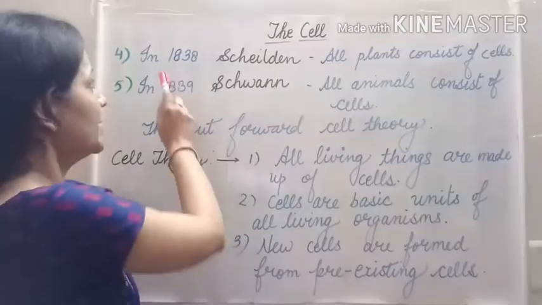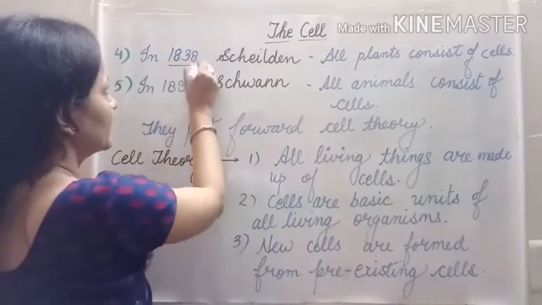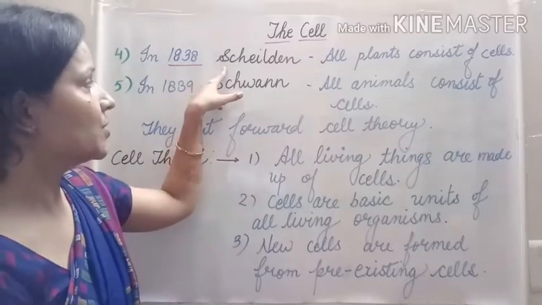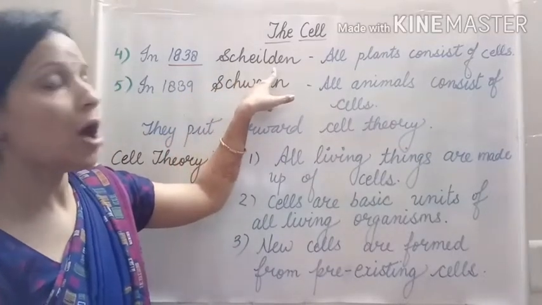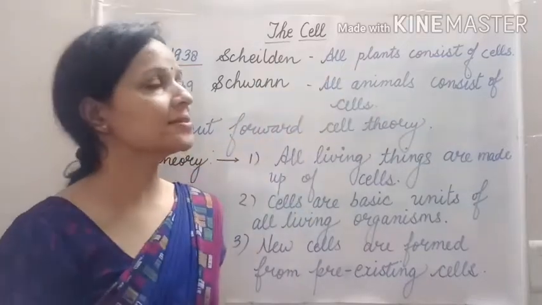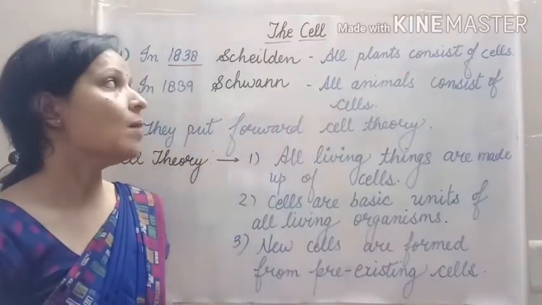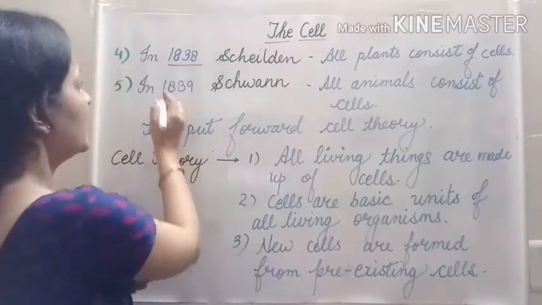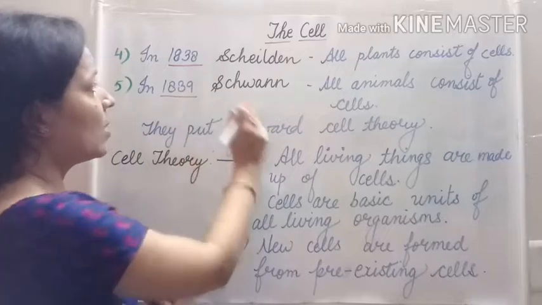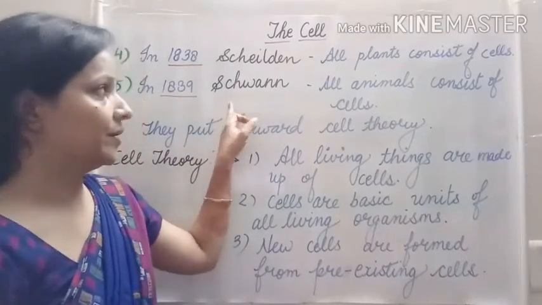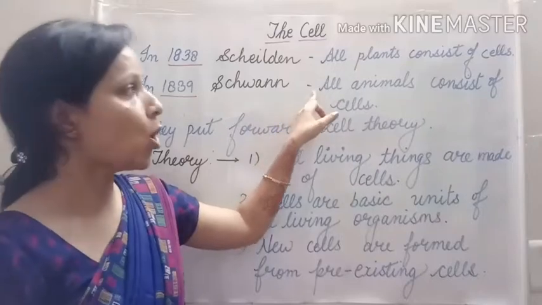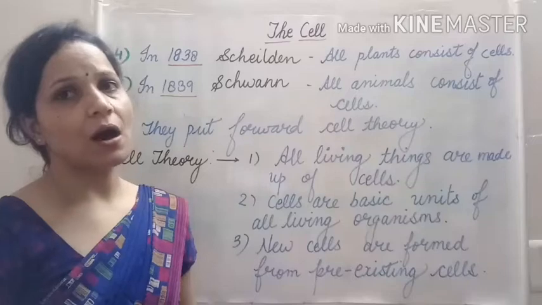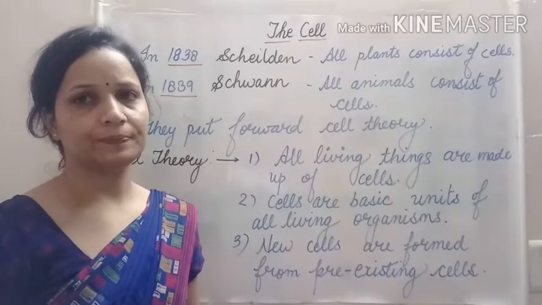Later, in 1838, German scientist Matthias Schleiden observed that all plants consist of cells, means plants are also made up of cells. In 1839, one more scientist, Schwann, observed that all animals consist of cells, means animals are also made up of cells.